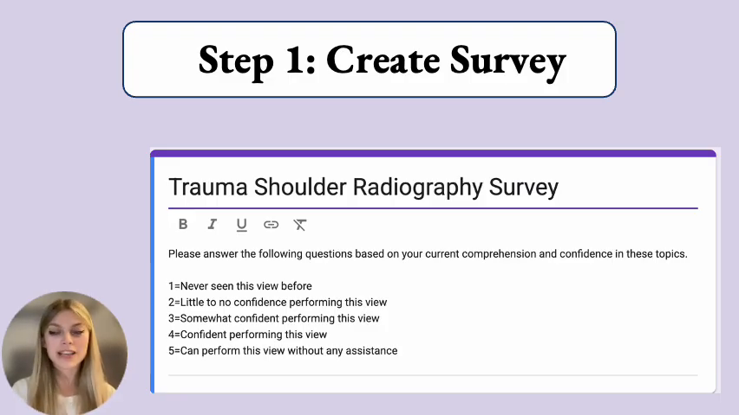to 5, which is I could do this without any help. Results were submitted anonymously to my inbox, and on average, students reported anywhere from like 2 to 3, with a couple of 1s sprinkled in there. So the general consensus was they had little to no confidence in performing the view, or they could kind of perform the view, but they really relied on tech assistance.